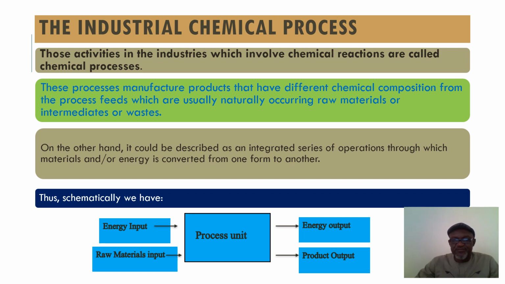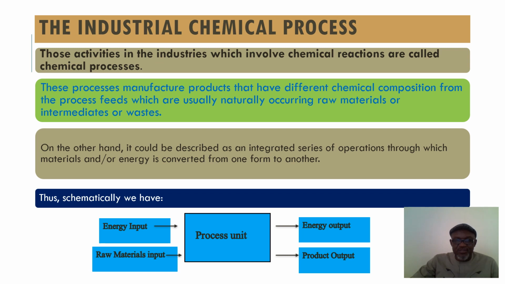These processes manufacture products that have different chemical compositions from the process feeds, which are usually naturally occurring raw materials or intermediates or waste. So these industrial chemical processes manufacture different kinds of products. Of course, we'll see that these products are very important to us. Using different process feeds, the raw materials, sometimes those raw materials are classified as waste, that is things that do not make any meaning to anybody. But those waste can also serve as raw materials for production of other processes.